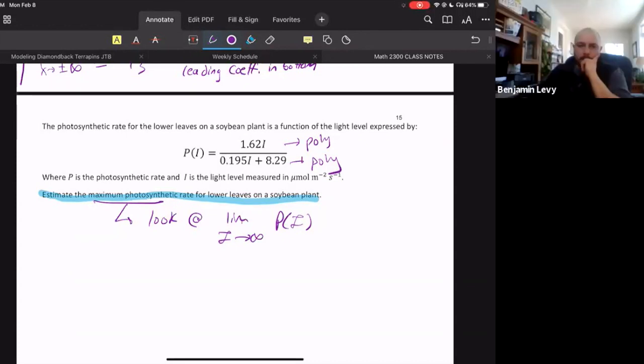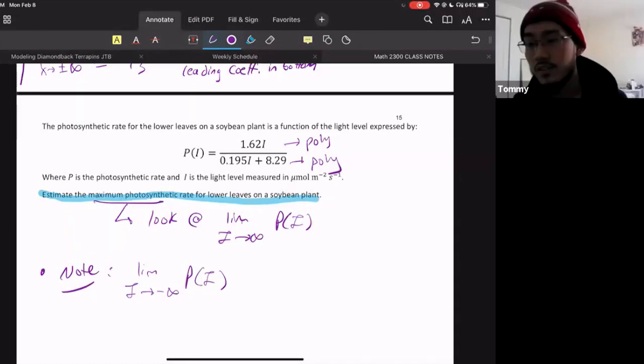Questions about that? Does this seem okay? What do you think about this? So we're going to look at the limit as I goes to infinity. This is now an application problem. What do you think about the limit as I goes to negative infinity? Does it make sense to look at that? What is that practically saying? If we let I go to negative infinity at this thing, what's that? Thoughts about that? Yeah, like negative sunlight.